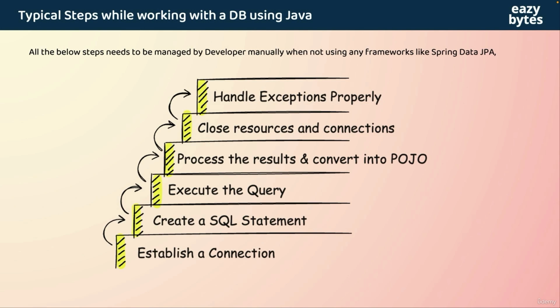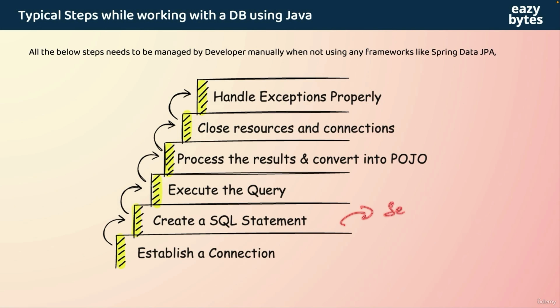What are these steps? Let's try to understand one by one. Developers need to write some Java code to establish a connection with the database that they want to interact with. As part of the logic under this step, they provide URL details, username and password details to the JDBC library. And the JDBC library returns a connection object which represents the connection with a specific database. Once the connection is established, as a second step, developers have to create an SQL statement which they want to execute against the database using the connection that they established in the previous step.